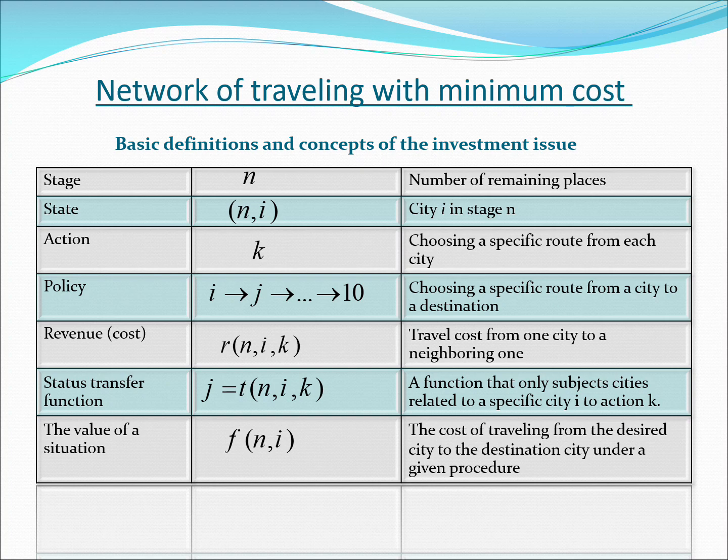For the proposed problem of this survey, stage N is defined as the number of remaining places. State is defined as the city, I, we are located in. Action K is defined as choosing the specific route. Here, policy is described as choosing a specific route from a particular city to a next destination. Moreover, for any action in a particular state and stage N, we need to pay a cost, which is stated as follows.